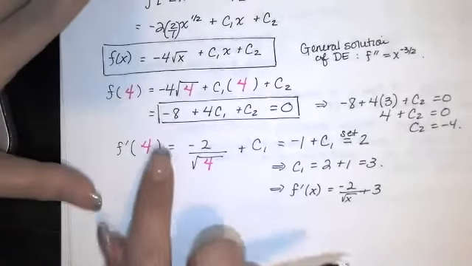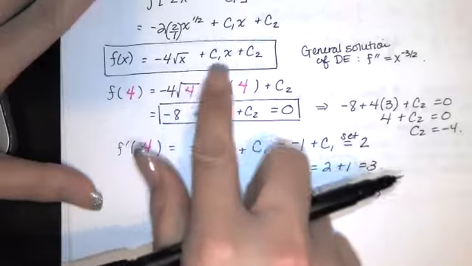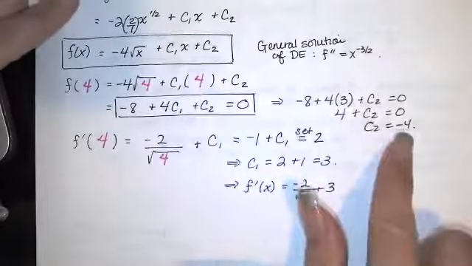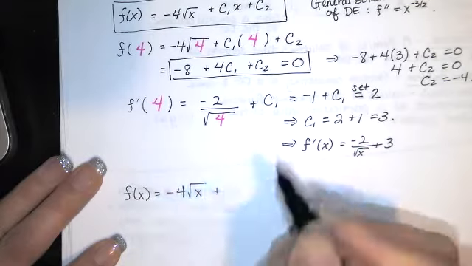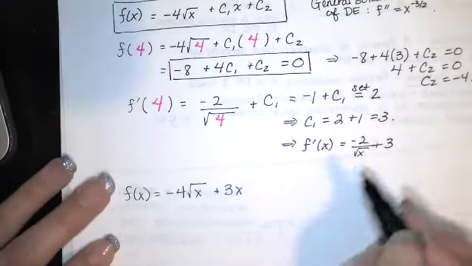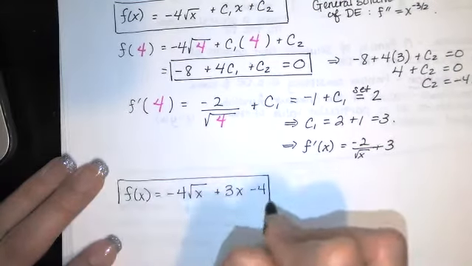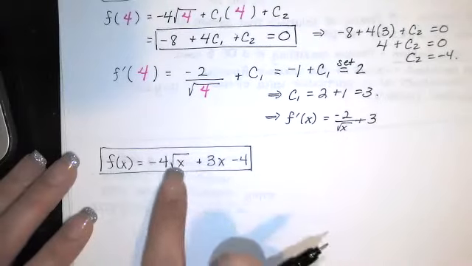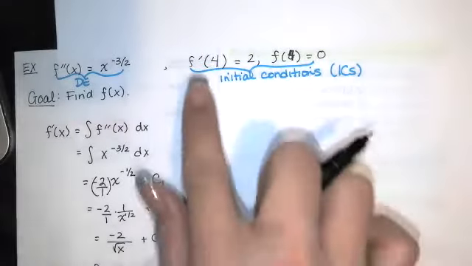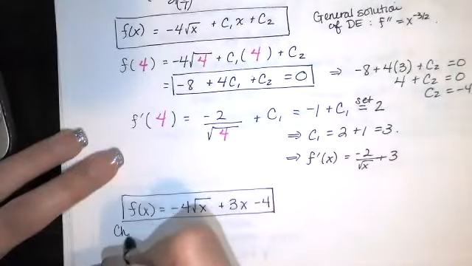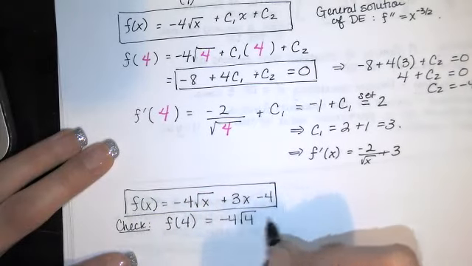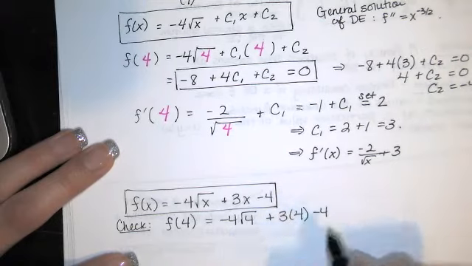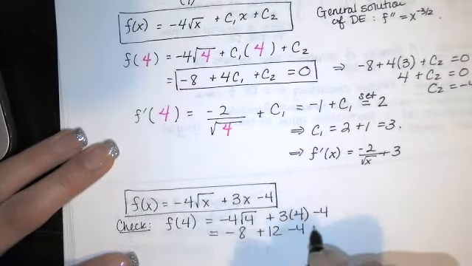So the final solution to the initial value problem is this function, but I replace C1 with 3, and I replace C2 with -4. So f of x is -4 times the square root of x plus 3x minus 4. Now you should check: if I evaluate this at 4, I better get 0. And if I evaluate the derivative of that function at 4, I better get 2. So let's check our work. F of 4 is -4 times the square root of 4 plus 3 times 4 minus 4. So we get -8 plus 12 minus 4, which is 0. Good.